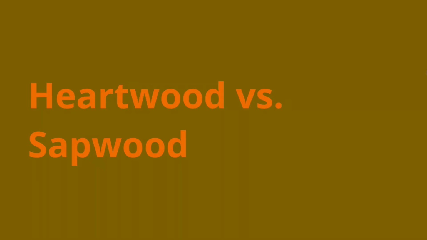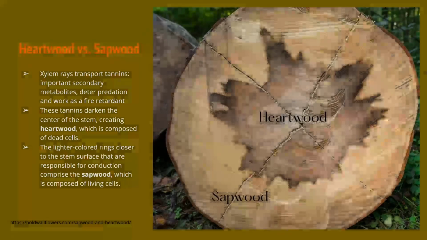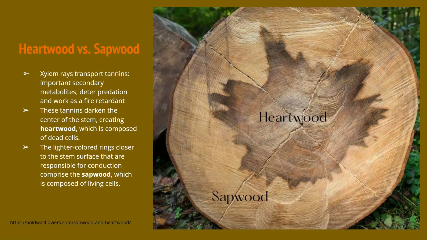Lastly, we will be talking about heartwood and sapwood and the main differences between the two types. So, xylem rays transport tannins, which are important secondary metabolites that deter predation and work as a fire retardant, to the center of the stem. These tannins darken the center of the stem, creating heartwood, which is composed of dead cells. The lighter colored rings closer to the stem surface that are responsible for conduction comprise the sapwood, which is composed of living cells.